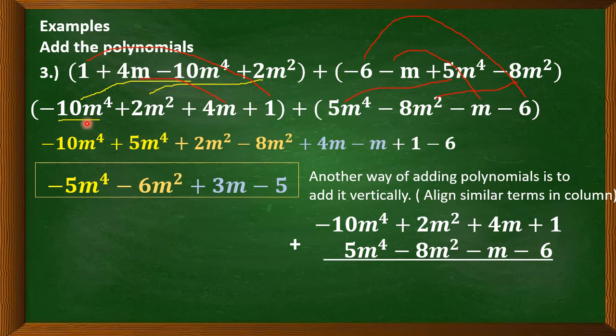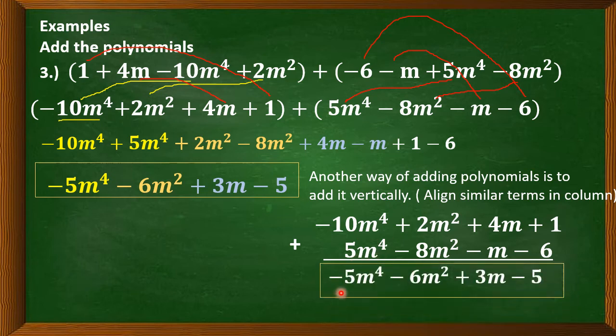Okay, you have to copy the polynomials that is already in standard form. So we have here negative 10m to the power of 4 plus 2m squared plus 4m plus 1. And then the other one, this one, so we have 5m to the power of 4 minus 8m squared minus m minus 6. And then you add, so negative 10m to the power of 4 plus 5m to the power of 4. So we have here negative 5m to the power of 4.